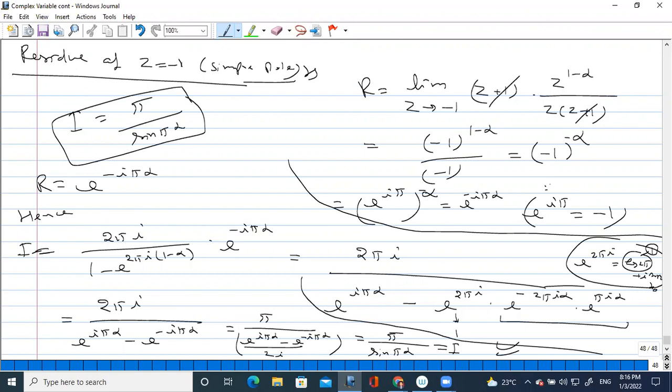Sir, yes. First, can you explain how z equal to zero is a branch point? Here there is no logarithm, no log function, and we took z equal to zero as a branch point. Oh, first you note down this.